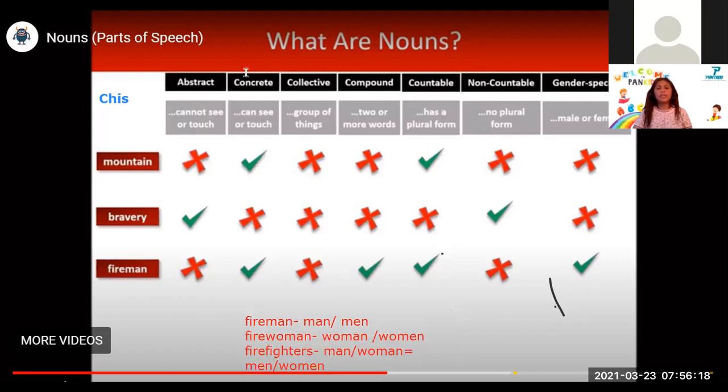So fireman, of course, like this, it's only a man. It is gender specific. Yes, it is only a man. You cannot say fireman for a girl. No, firewoman is a girl. But when you say firefighters, it could be a girl or it could be a boy. So there is gender specific. It's a man. Okay, you understand, Uyan? You understand? Okay, very good. Okay, continue.